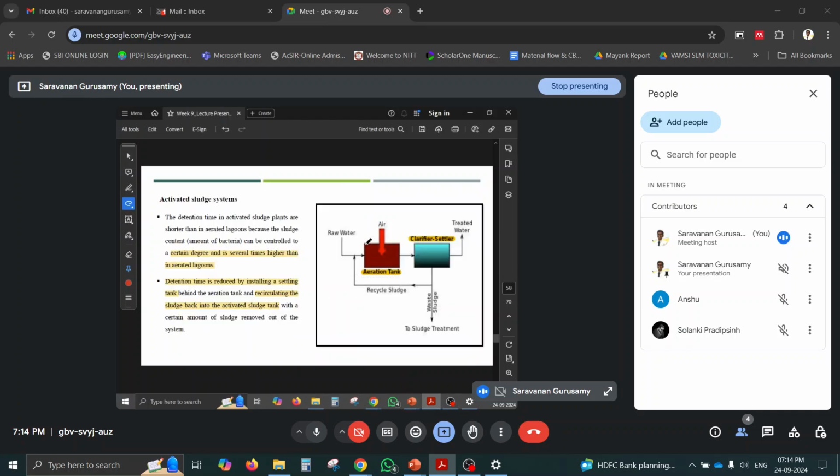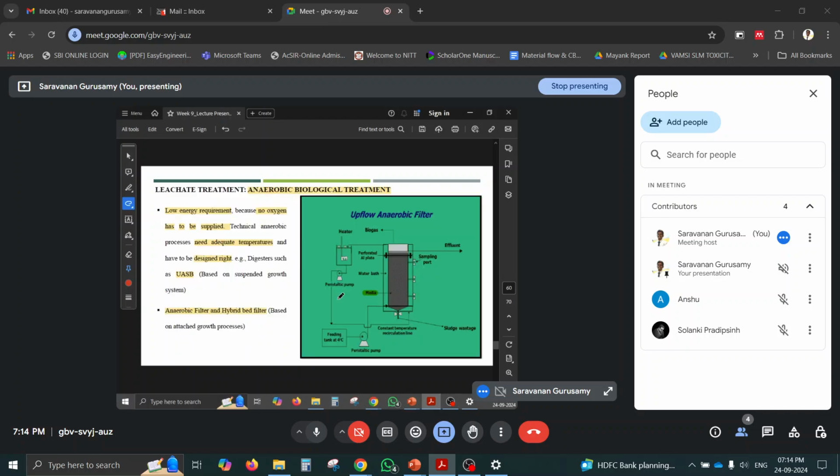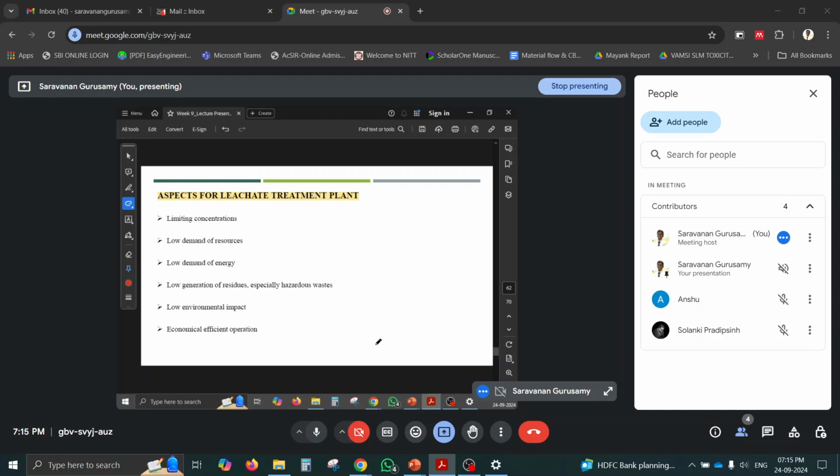Here it is a fixed tank, so we provide oxygen from outside, but with the RBC the oxygen is captured by the microorganisms whenever it is rotating. Again, the trickling filter, as you know, is an attached growth aerobic system only. Then anaerobic biological treatment systems like upflow anaerobic filters and UASB, and most of the treatment technologies we can integrate: biological treatment, adsorption, advanced oxidation processes, and evaporation, drying and reverse osmosis. A combination of all this is called an integrated treatment system, and then the effluent can be let out.